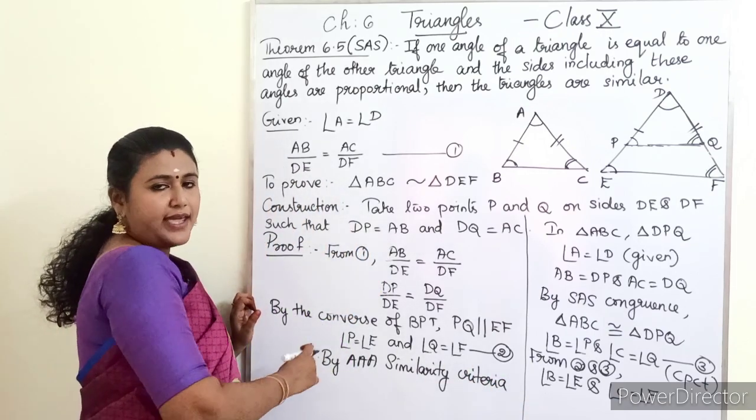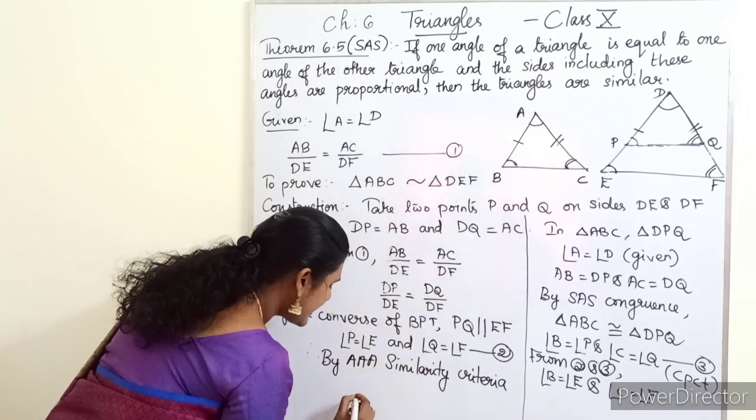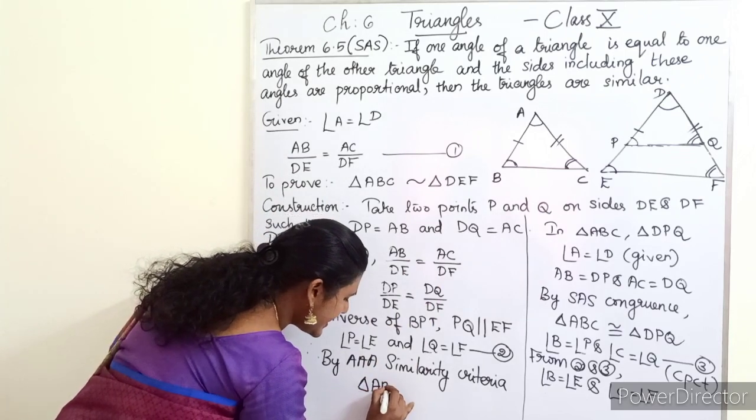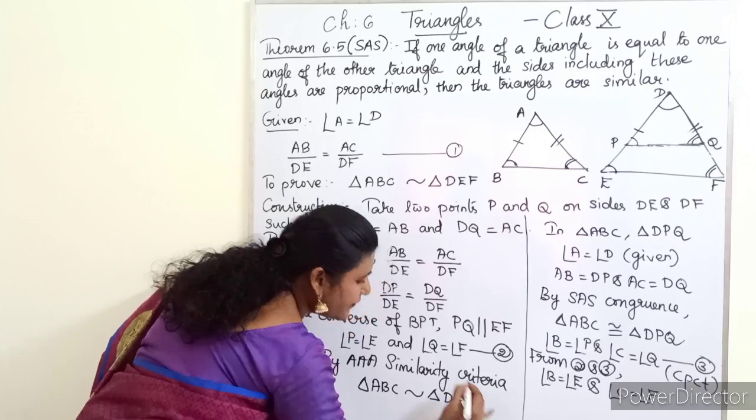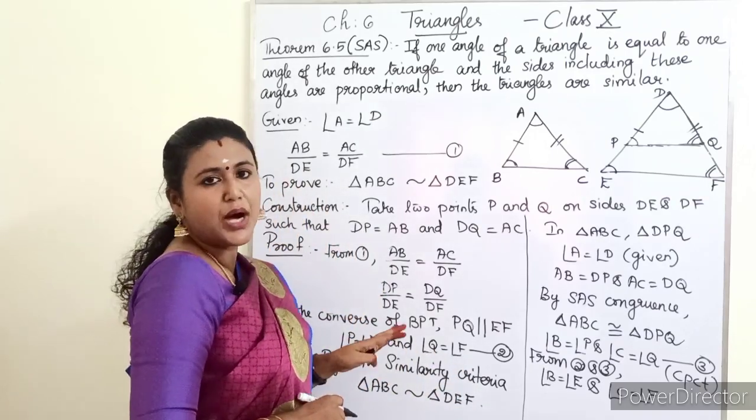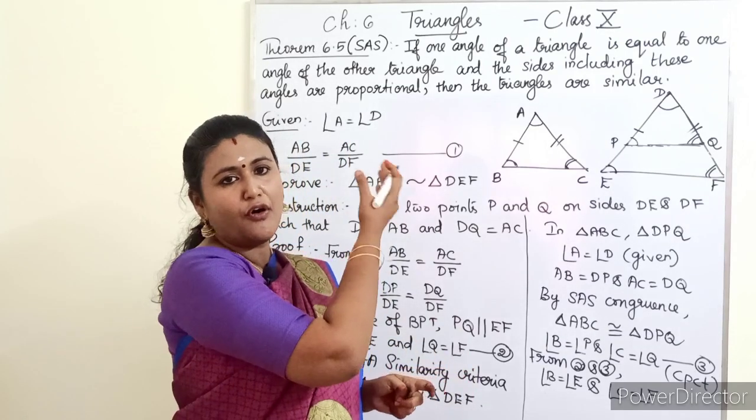that is AAA similarity criteria, we can say triangle ABC is similar to triangle DEF. Okay, so this is how you have to write the proof of this theorem.